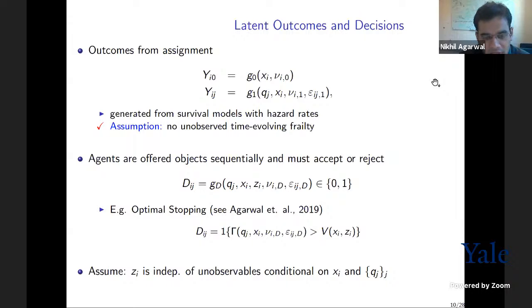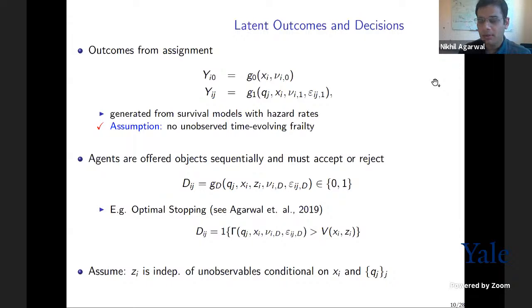So given these outcomes, we'll also have a model of how agents make decisions. We're going to assume that they are offered objects sequentially, as is done in this particular waitlist, and they must either accept or reject an offer. Dij is a binary variable that indicates whether or not the patient accepted an offer. It depends on patient observable characteristics xi. It depends on the quality of the kidney QJ. It depends on nu-iD, which is a patient selectivity term that may be correlated with nu-i0 and nu-i1. And epsilon ijD, which is the match-specific shock that may be correlated with epsilon i1.